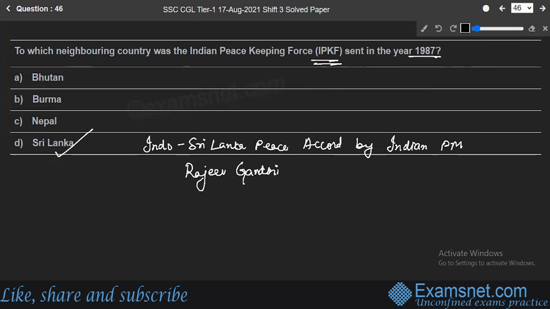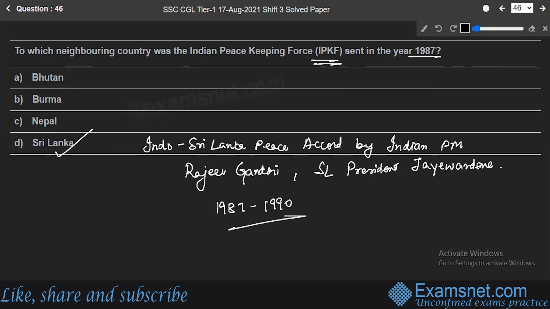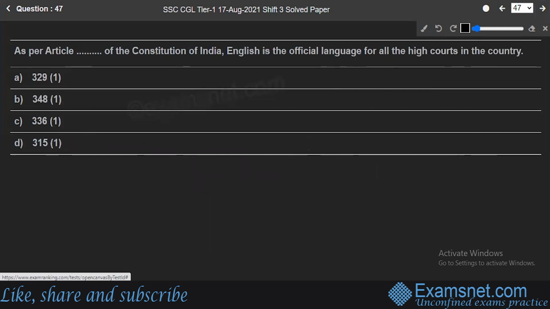And Sri Lankan President Jayawardene. The Indian Peacekeeping Force, IPKF, was the Indian military contingent performing a peacekeeping operation in Sri Lanka between 1987 to 1990. So answer to this question is option D, Sri Lanka. Let's move to the next question, number 47.